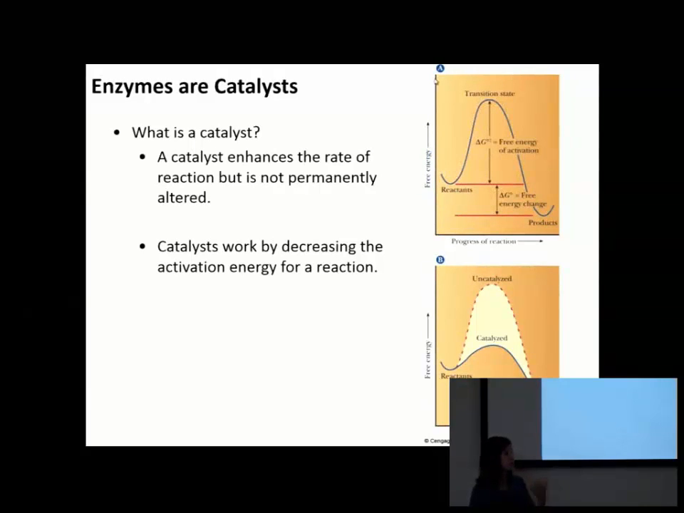What the enzyme does is make this hump a little smaller, or a lot smaller, so that more molecules can get over that hump. Kinetics tells us about the rate, and the rate depends on how many molecules can get over that transition state. Whether a reaction is spontaneous or not is a state function. It only depends on the beginning and ending conditions.